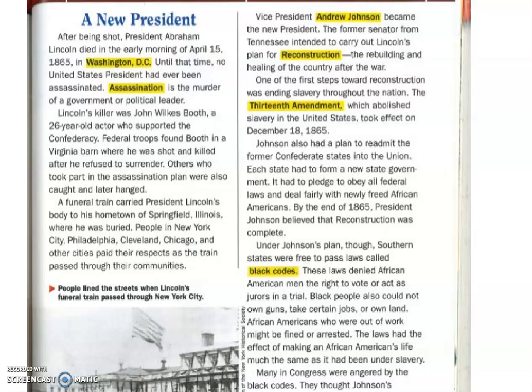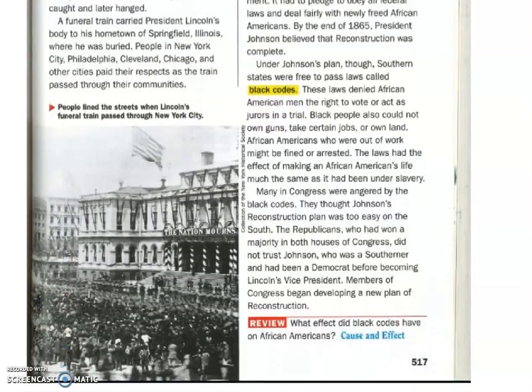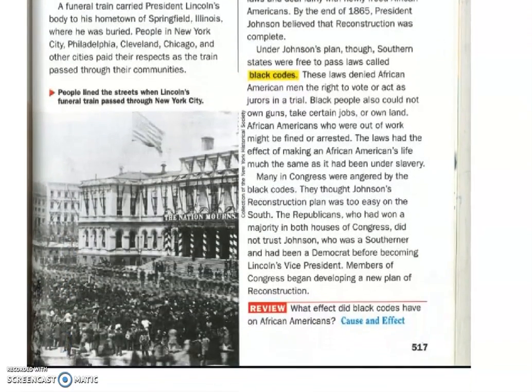A funeral train carried President Lincoln's body to his hometown of Springfield, Illinois, where he was buried. People in New York City, Philadelphia, Cleveland, Chicago, and other cities paid their respects as the train passed through their communities. And you can see in this picture, people lined the streets when Lincoln's funeral train passed through New York City.